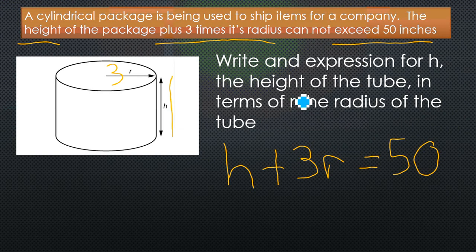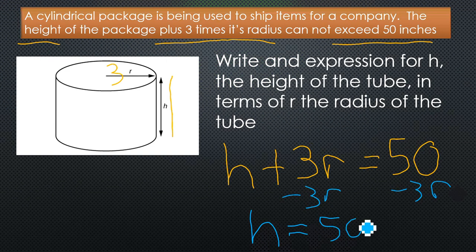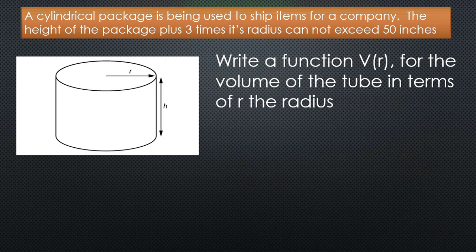Let's go ahead and do that. So we're going to subtract 3r from both sides. And we got our expression for h. It's h equals 50 minus 3r. We're going to use that fact in just a second. Okay, now our next task is to write a function, v of r, for the volume of the tube in terms of r, the radius.